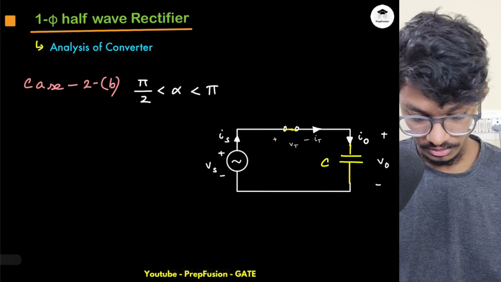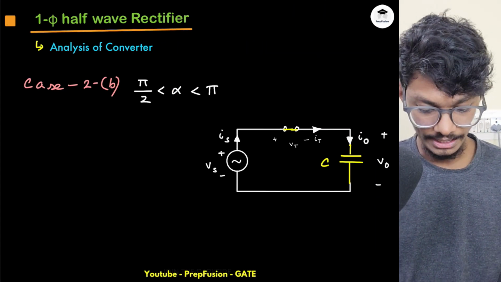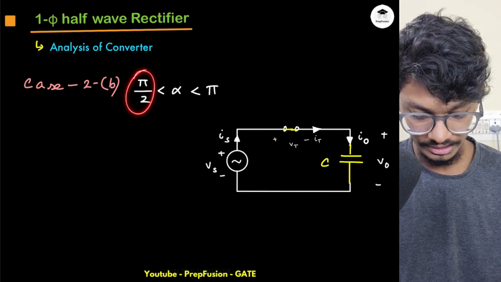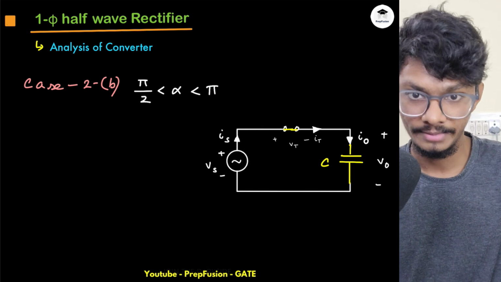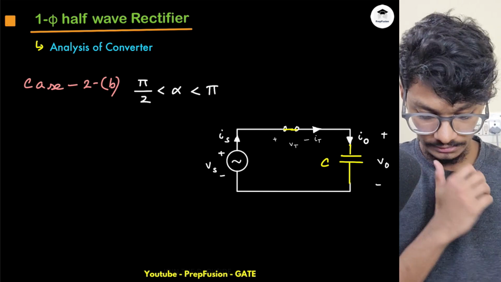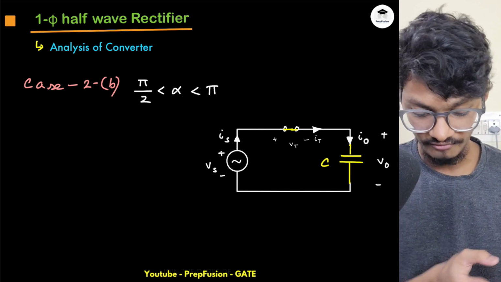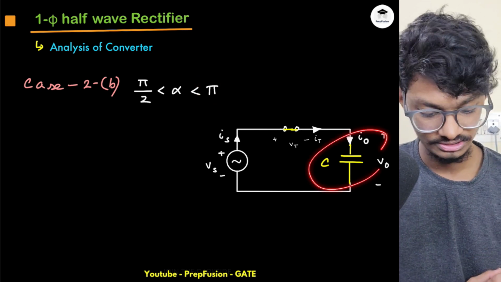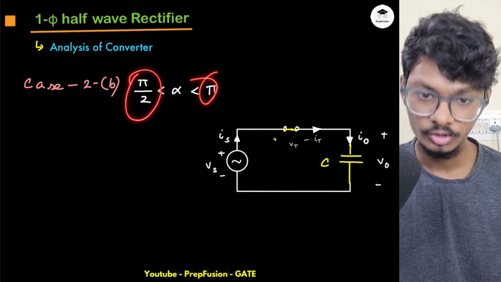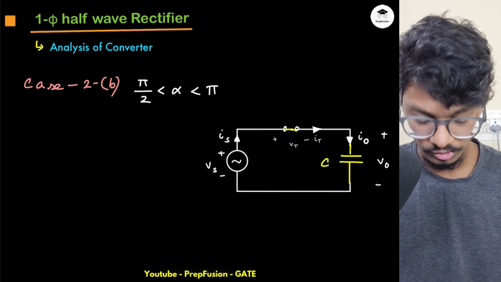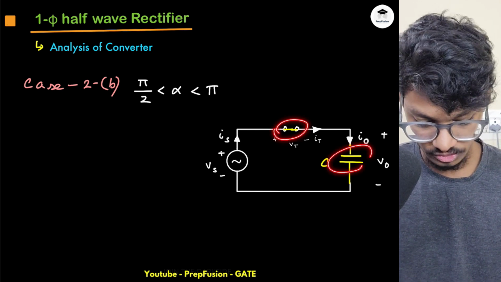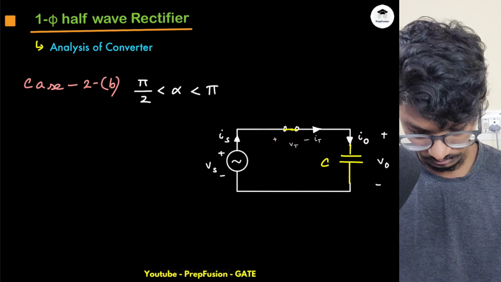Next case is 2B. Here I am taking the case where my alpha is between pi by 2 to pi. I can name this case pi by 2 to 3 pi as well, because after pi it will never turn on, as this is 0 and this is anyway negative, so this can never turn on. If my alpha is between pi by 2 to pi, this SCR will turn on, as this is 0 and this is still some positive value in this region as well.